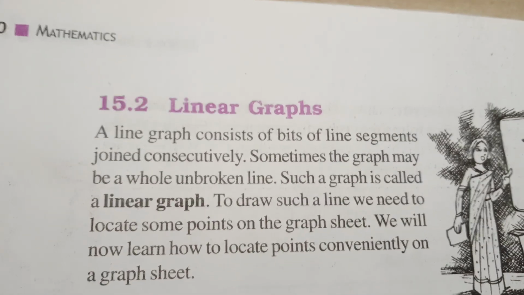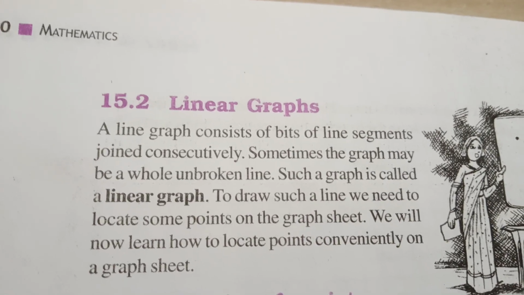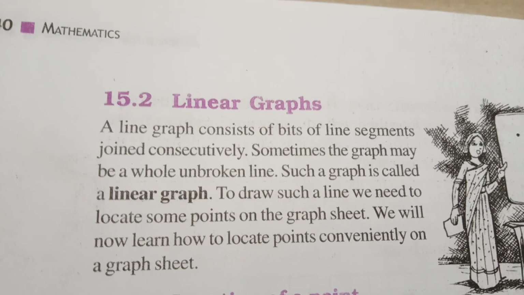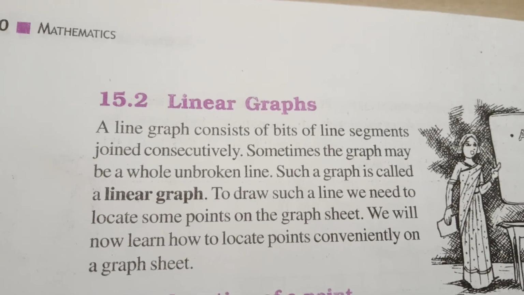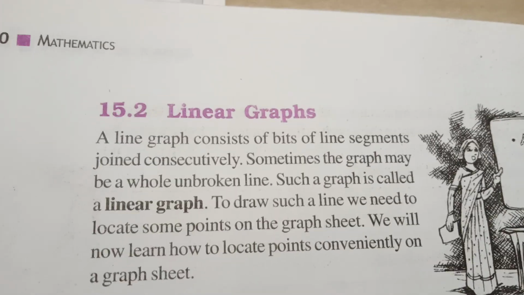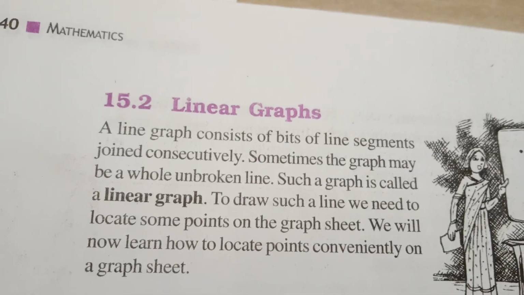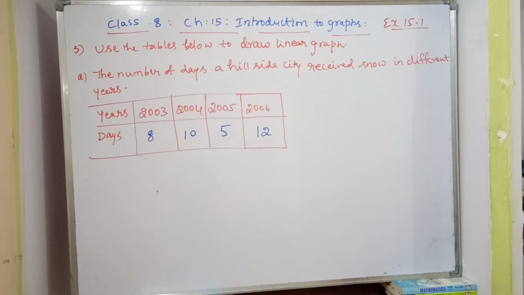A line graph consists of bits of line segments joined consecutively. Sometimes the graph may be a whole unbroken line. Such graphs are called linear graphs.